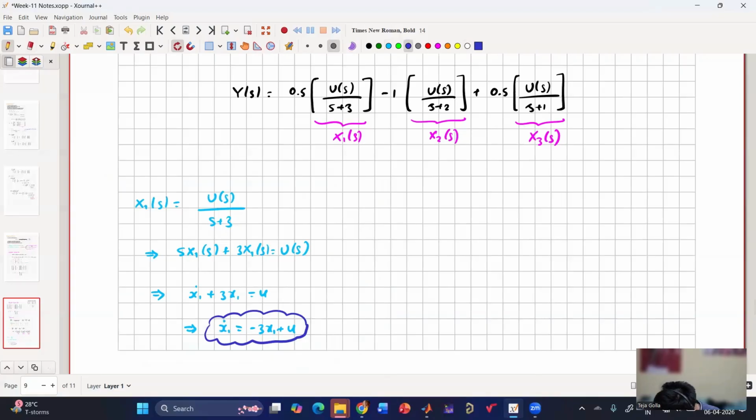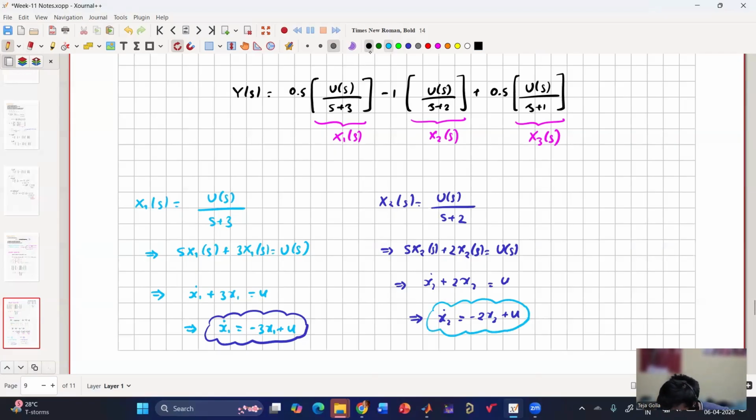Now let us solve for x2 of s. x2 of s is u of s by s plus 3. That implies s into x2 of s plus 3 into x2 of s is equal to u of s. Now x2 dot plus 3x2 is equal to u. Sorry, it is s plus 2. This will be 2. So that will be x2 dot is equal to minus 2x2 plus u.